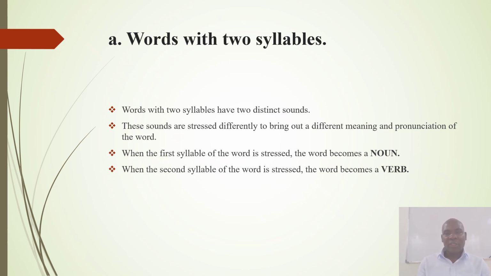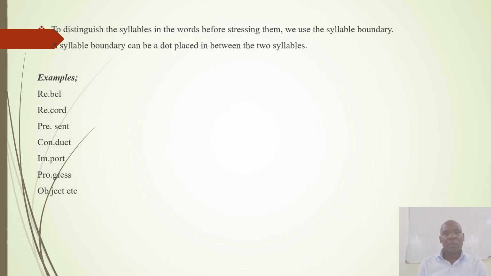So the basic rules are that when you stress the first syllable of the word, that word becomes a noun or a name. Then when the second syllable of the word is stressed, it becomes a verb or an action. So before we look at the syllable that is supposed to be stressed as either the first syllable to form a noun or the second syllable to form a verb, we also need to learn how to distinguish the syllables in the words before we stress them.